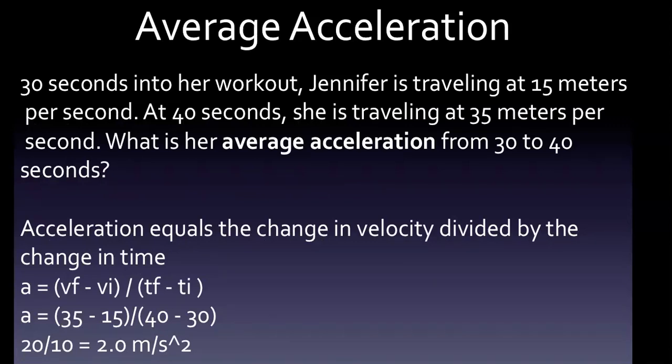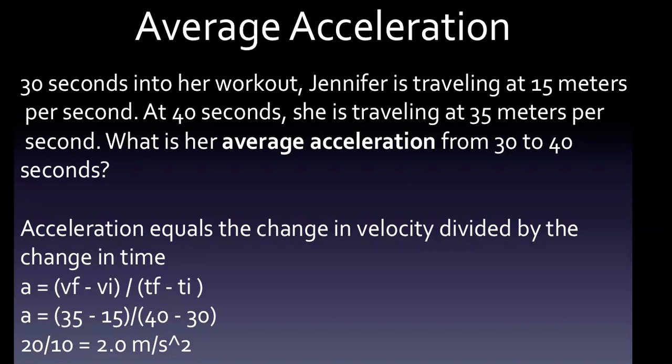average acceleration. Okay, so let's read this one out. 30 seconds into our workout, Jennifer is traveling 15 meters per second. At 40 seconds, so 10 seconds later, she is traveling at 35 meters per second. What is her average acceleration from 30 to 40 seconds? Okay, so when we're looking at this, the acceleration is just change in velocity divided by change in time. So where you see that equation there, sometimes they're written in ways that confuse people, where it says A equals VF minus VI divided by TF minus TI. All it really means is A equals change in velocity divided by change in time, right?